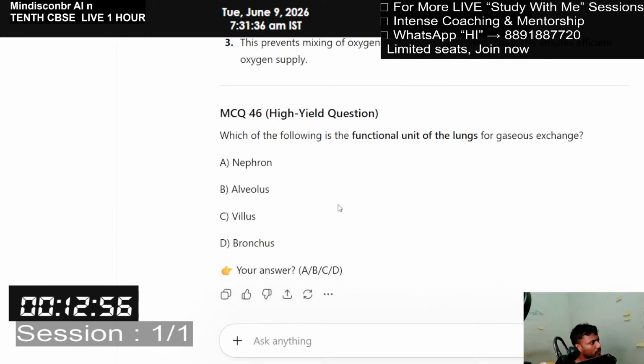Which of the following is the functional unit of lungs for gaseous exchange? Alveolus.